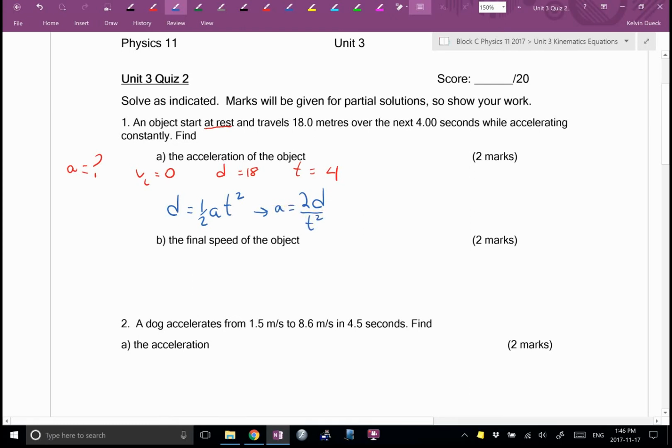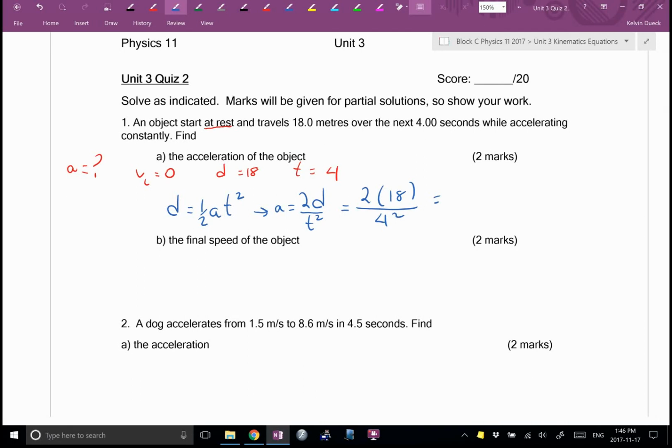Do I need to square root this? No, because I don't need to get rid of a squared. I'm happy with the squared on the T still. So I'm going to get 2 times 18 divided by 4 squared. Which, ooh, I can do this in my head because it's going to be 36 over 16, which is going to be 18 over 4, 9 over, is it 4.5?